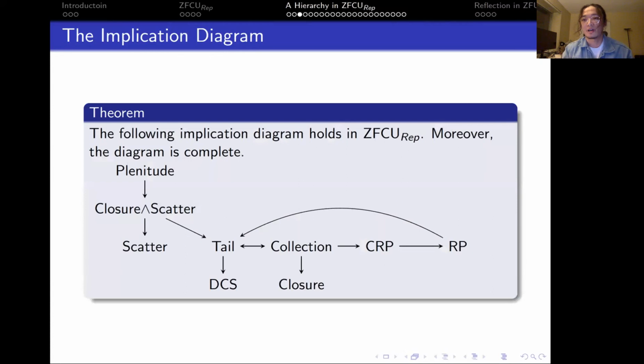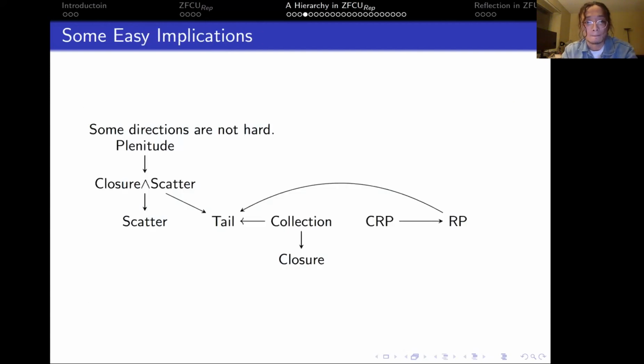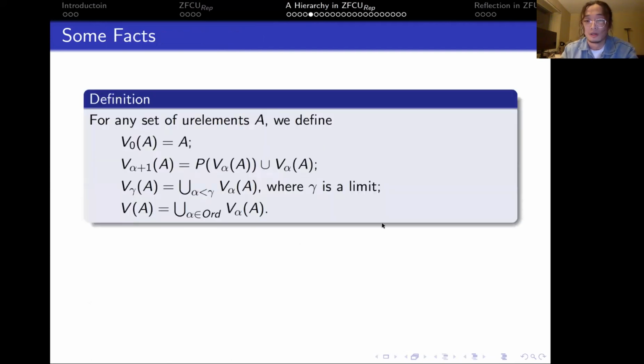So the main result here is that we can prove this implication diagram in ZFCU with replacement. And this diagram is complete, meaning if the diagram doesn't show that phi implies psi, then we can find a counter-model. Some of the directions are not really hard, but I want to talk about this relation between collection and CRP, complete reflection. So let me review some basic definitions and facts.